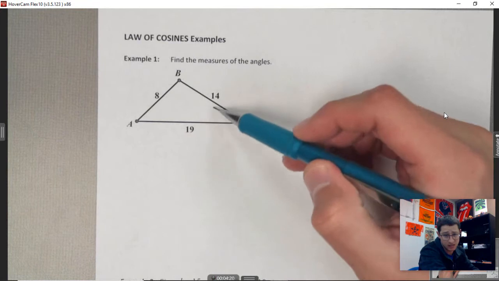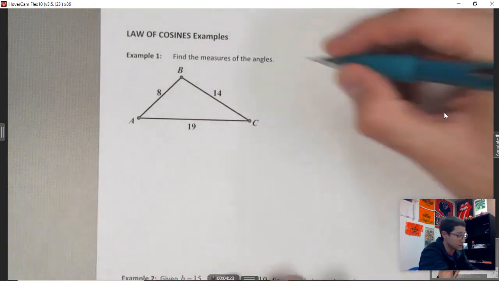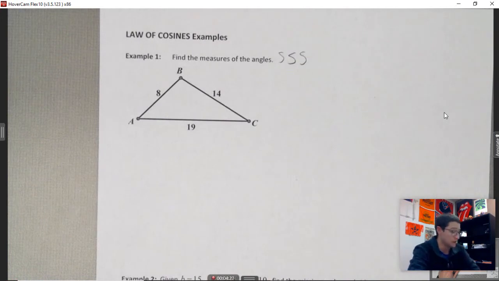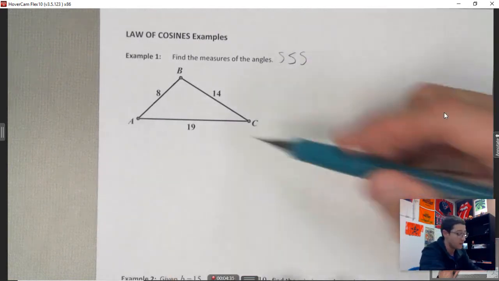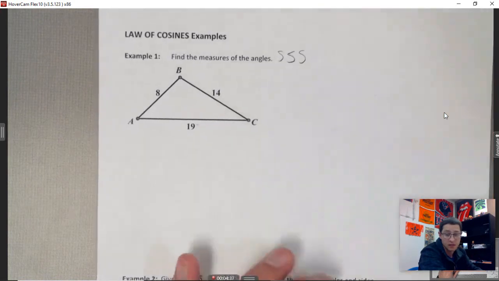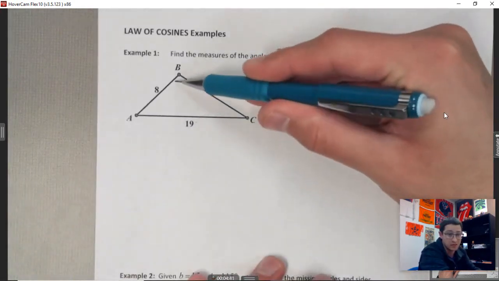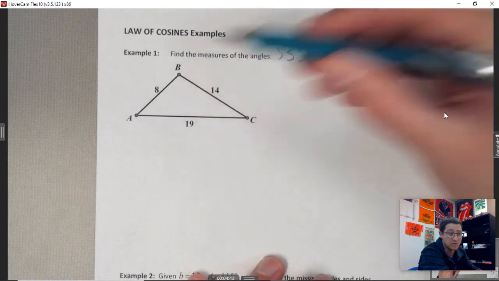Here we have a side, and a side, right? So this is my side, side, side problem, okay? We want to start with, this is an important step, right? You start with finding that largest angle first. So we've got to identify which one's my largest angle. Well, this is my largest side, okay? Back in geometry, you learned that your largest side is actually indeed across from your largest angle. So we want to start with B first, okay?